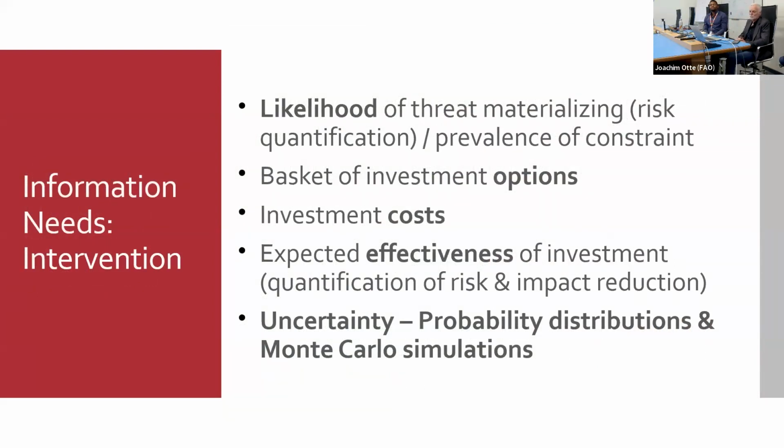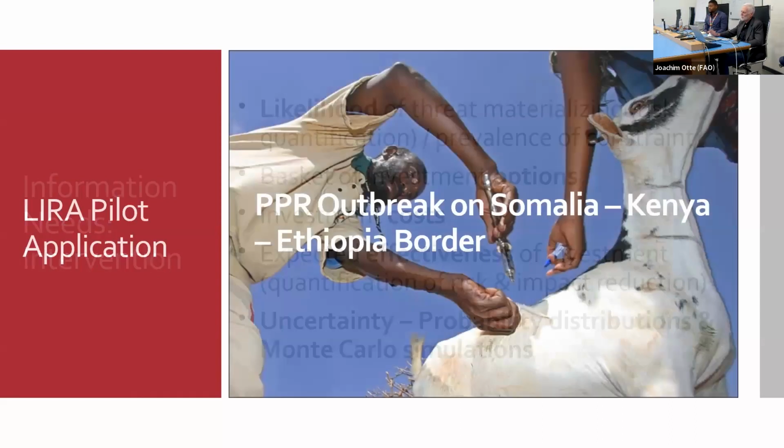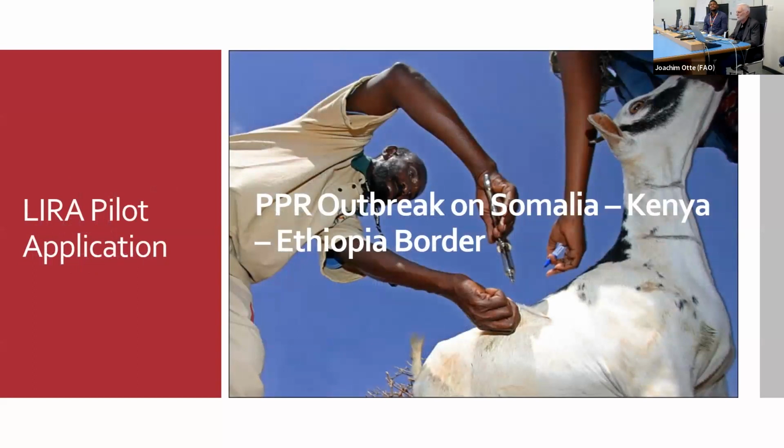And then for the intervention, we have information needs. What is the likelihood that a disaster occurs, if we're looking at disasters? What are the investment options? What are the costs linked to those options? What is the expected effectiveness of the intervention? And some of these might even be retrievable from, let's say, past projects that are in the database. Because this has a fairly large uncertainty element, here we model it with probability distributions and using Monte Carlo simulation.